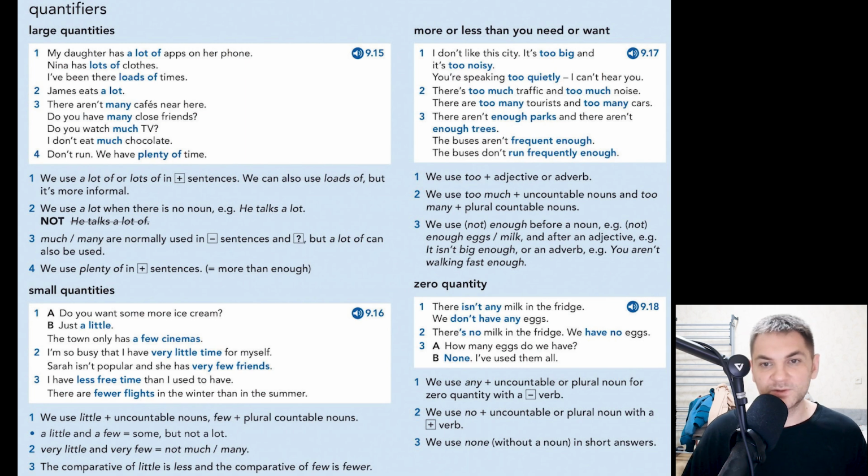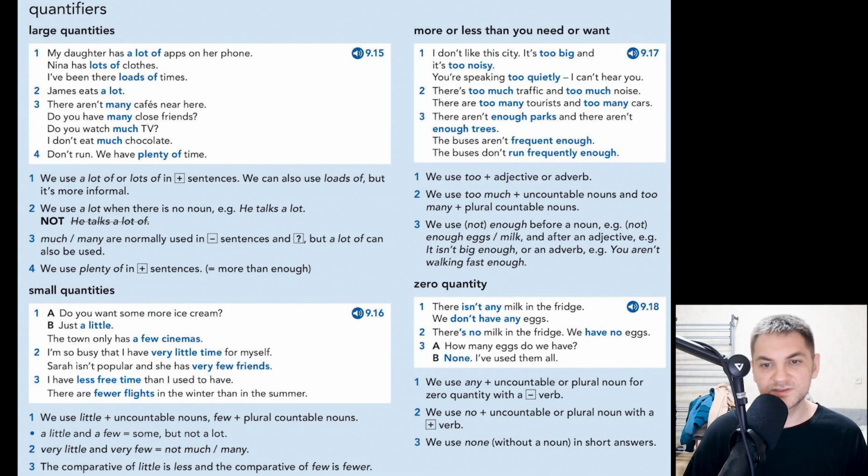Okay, more or less than you need or want. We use too plus adjective or adverb. Too big, too noisy. We use too much plus uncountable nouns and too many plus plural countable nouns. Too much traffic, too much noise, too many tourists, too many cars.